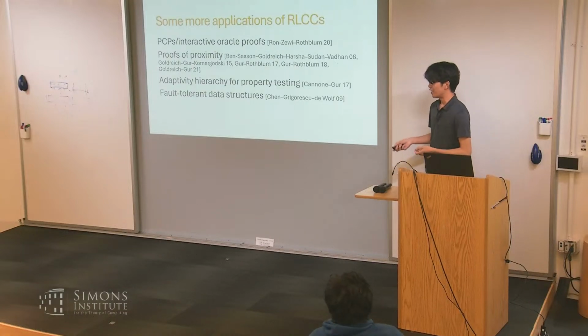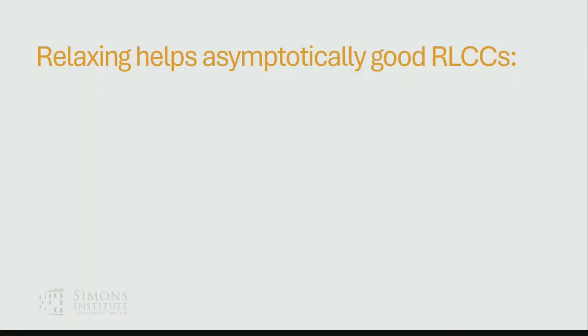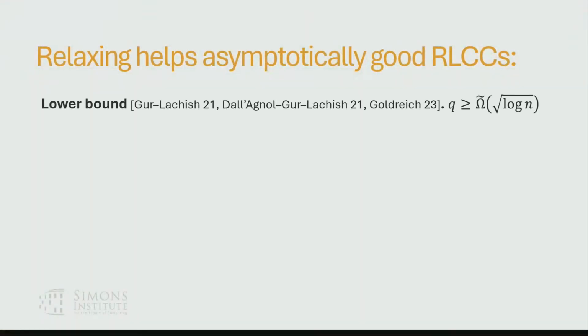Right, so in the constant query regime, I didn't put it on the board, but I told you that there's a big improvement. In the asymptotically good regime, we also have a big improvement. First, I'll start with the lower bound. The work of Gur and Lachish gives the first lower bounds for these RLDCs or RLCCs. The lower bound in the asymptotically good regime turns out to be that the queries have to be at least square root of log. This is not that far from the known lower bound for the full-fledged LCC. So the lower bound hasn't moved that much, but in the upper bound, we get a dramatic improvement.